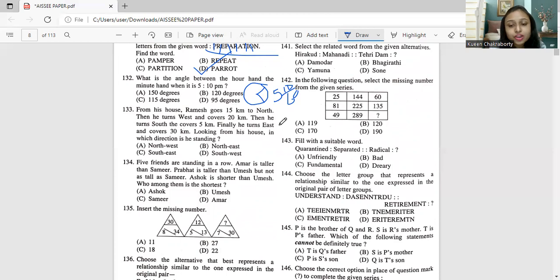So the angle traced by the minute hand in 10 minutes, right? 10 minutes we have to find out. So 360 divided by 60 into 10. That will give us 60 degrees. So the angle that we require is 155 minus 60 degrees. That is 95. So the degree that we have got correctly is 95.